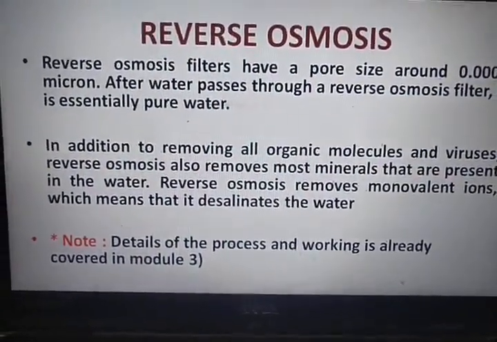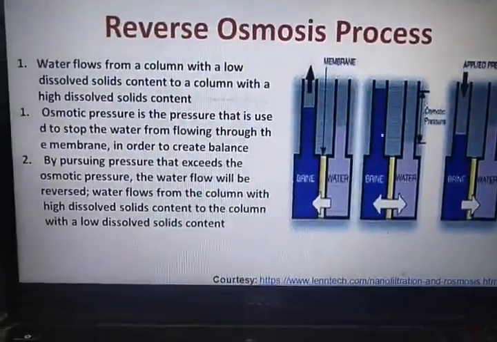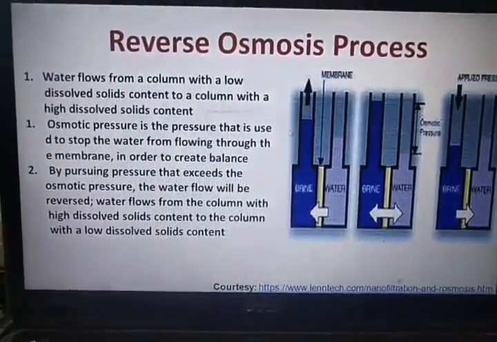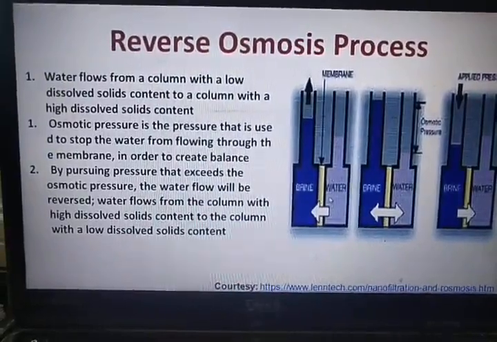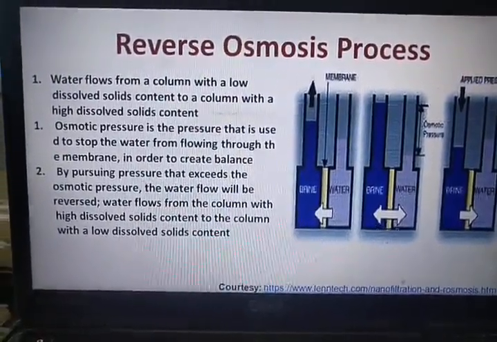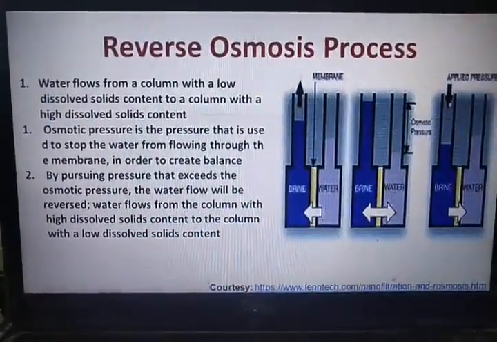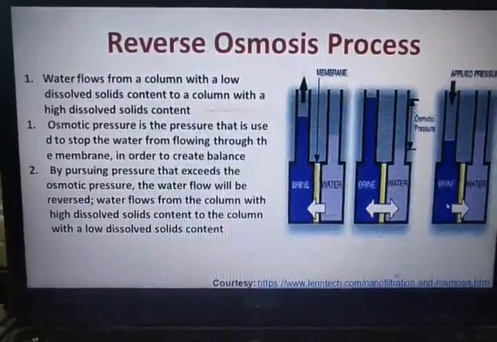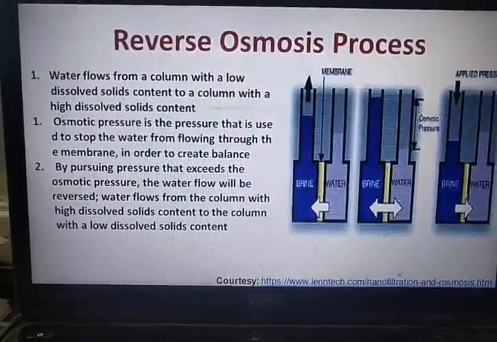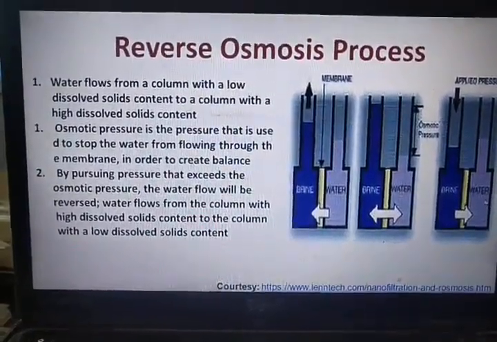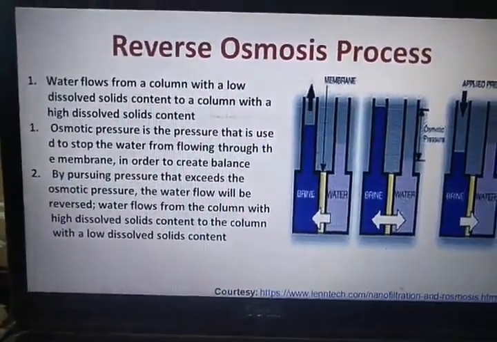Okay, and details of the process and working are already covered in the previous module. So this is repeated here: this is the membrane, this is the brine, this is water. Okay, and this is the same osmotic level, and this is the process of reverse osmosis, wherein pressure is applied at the higher concentrated area so that the salt will be retained and only the water will move into the other region. Okay, so this is the process and theory behind reverse osmosis.